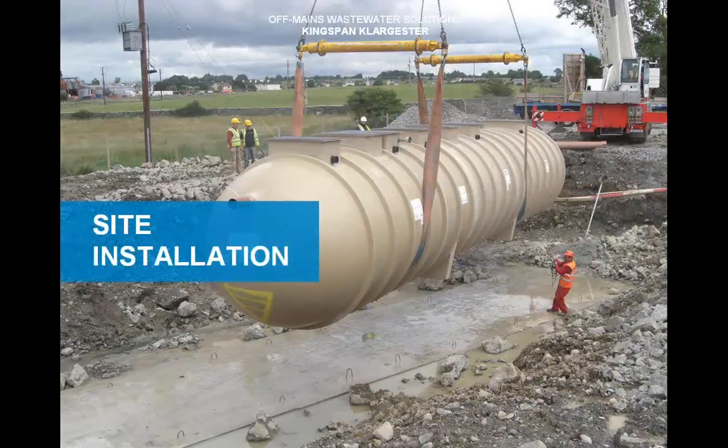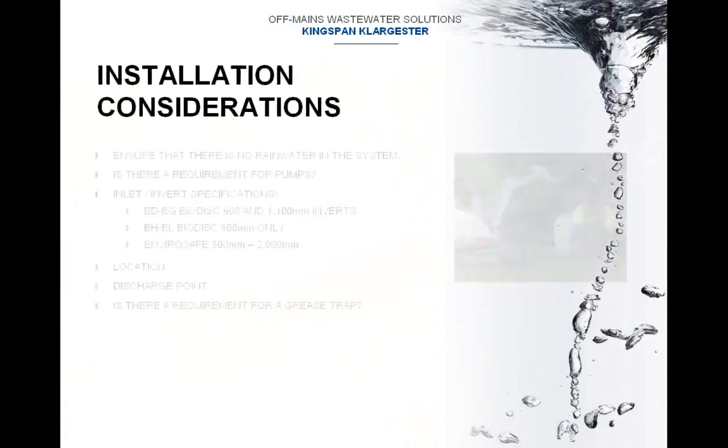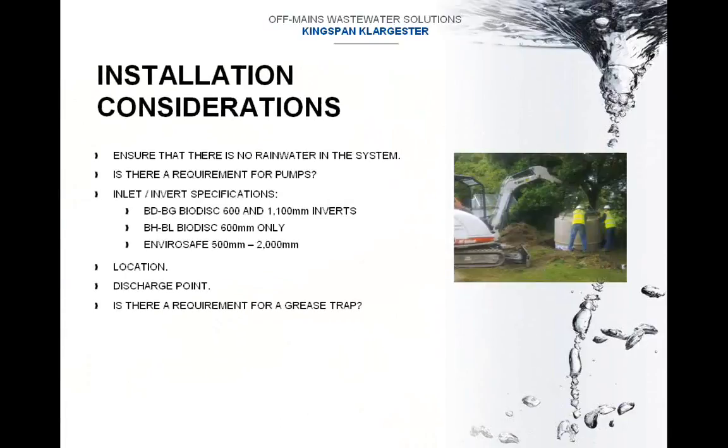Site installation. Installation considerations. Firstly, we need to ensure there is no surface or rainwater entering the system. Is there a requirement for pumps, or is a gravity system suitable? The inlet invert requirements on site. Some treatment plants, i.e. biodisk, can be limited to 600 mm and 1100 mm only. Our EnviroSafe product is more flexible at 500 mm through to 2000 mm.